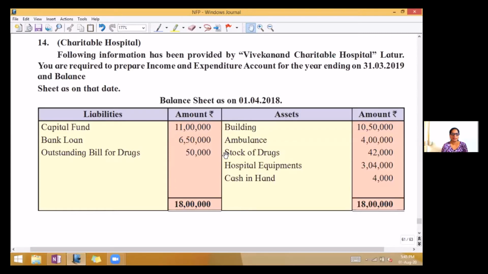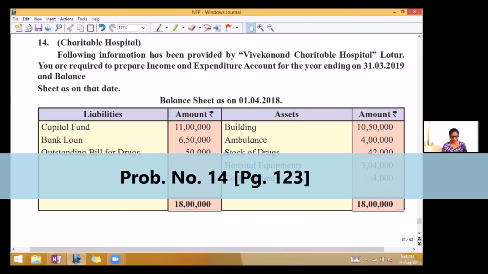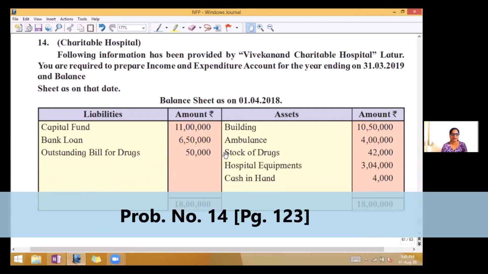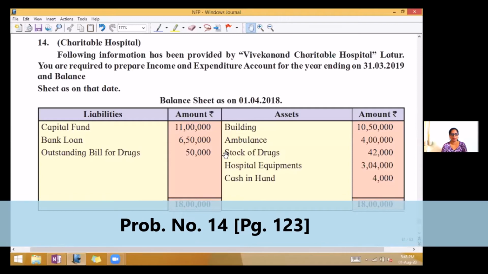In today's lecture, we will be solving two problems, that is problem number 10 and problem number 14. So we begin with problem number 14 on page 123.